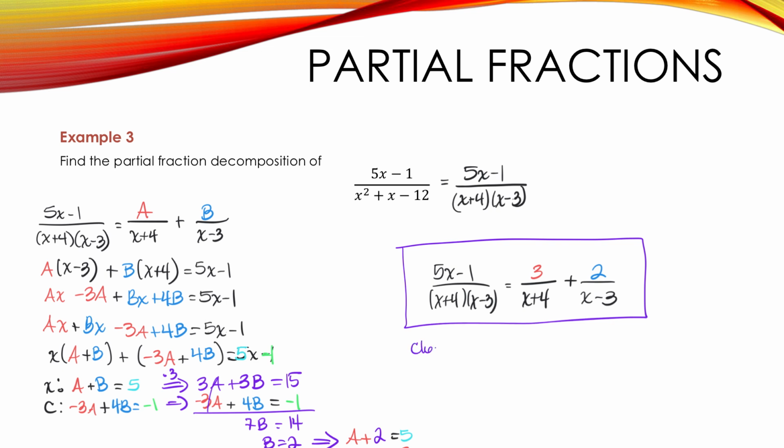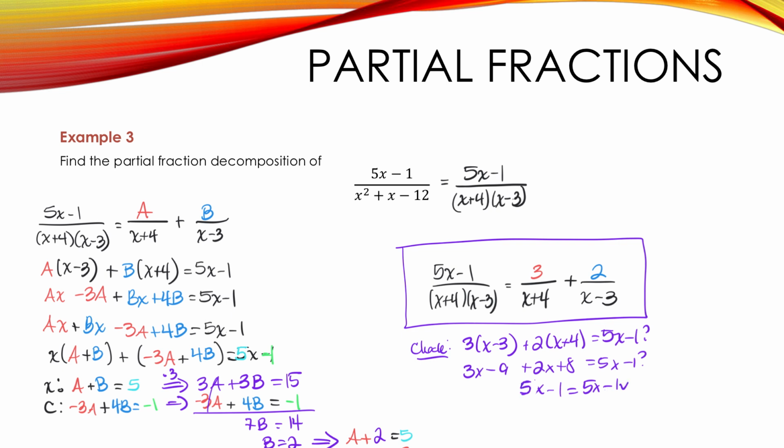If we wanted to do a check, we certainly can. We know that 3 times x minus 3 plus 2 times x plus 4 should equal our numerator of 5x minus 1, but does it? Well, 3x minus 9 plus 2x plus 8, does it equal 5x minus 1? Well, 3x plus 2x is 5x. Negative 9 plus 8 is absolutely negative 1. So we do get 5x minus 1 equaling 5x minus 1. So our work checks out.